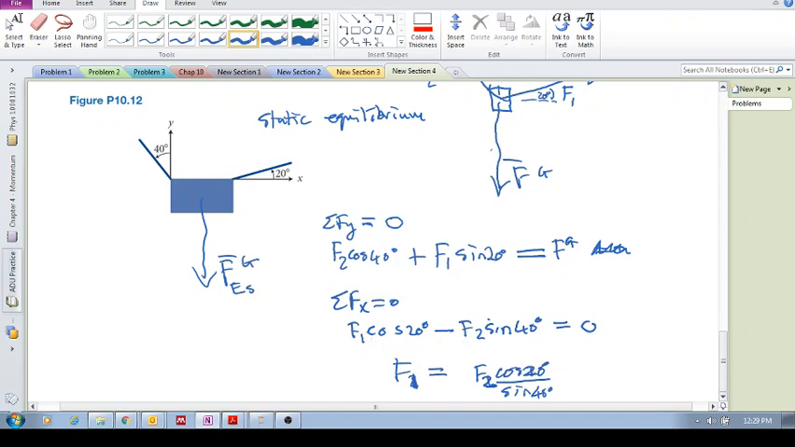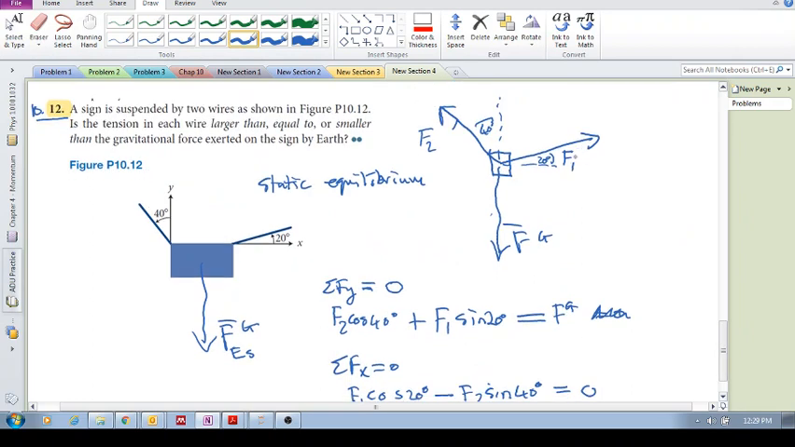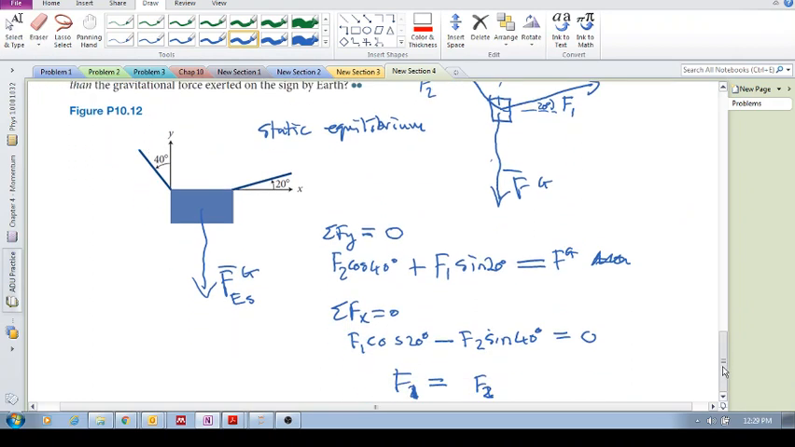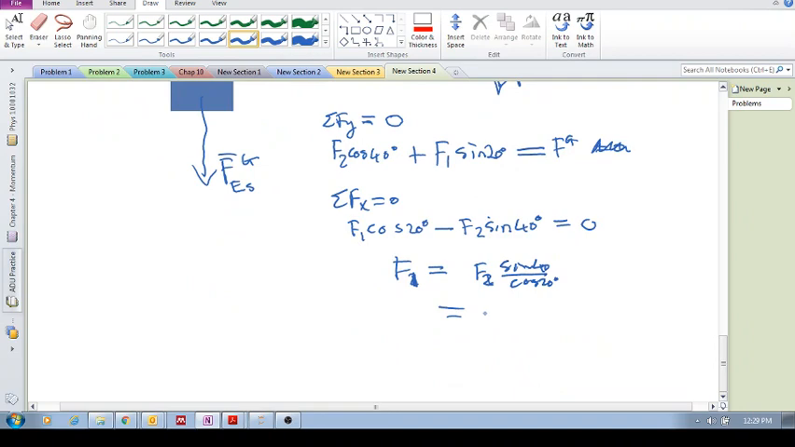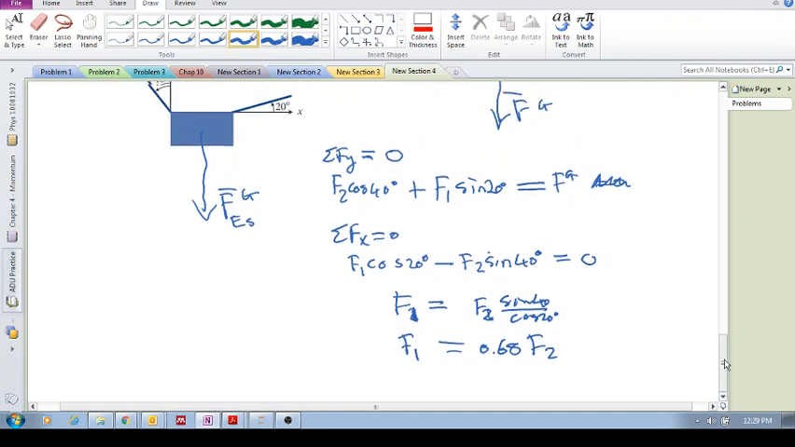F1 is equal to, I'm going to redo this because when I did my working out, I had this as F2 and that as F1. So let me just make 100% sure. So F1 is going to be F2 sine 40 over cos 20. Sorry for wasting your time there. So F1 is 0.68 F2. F1 is 0.68 F2. Okay.